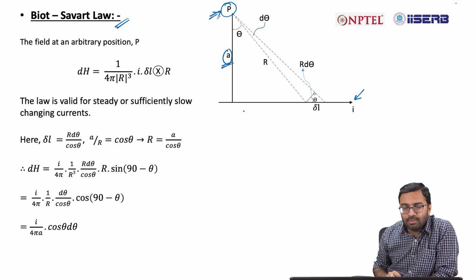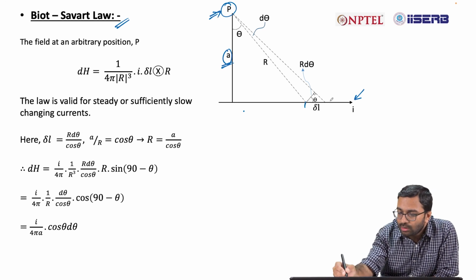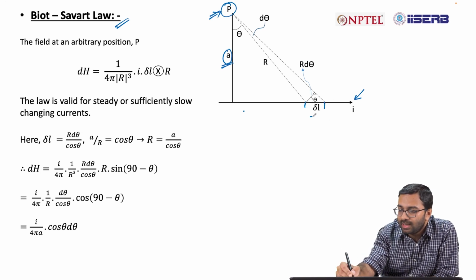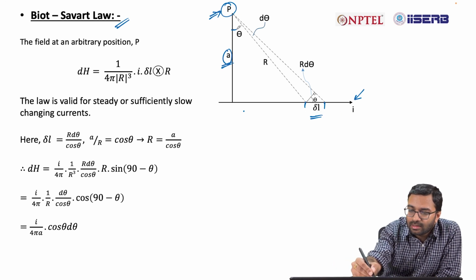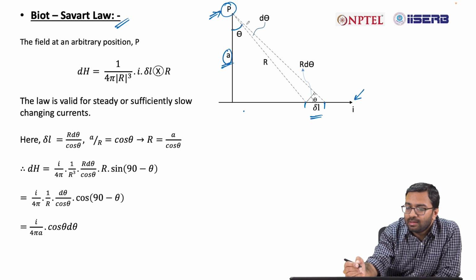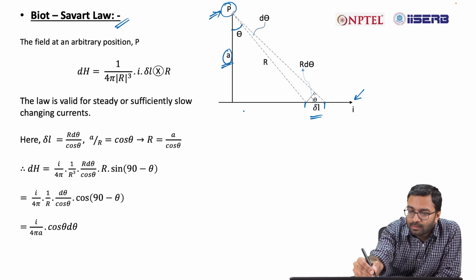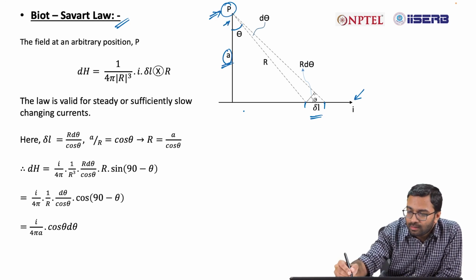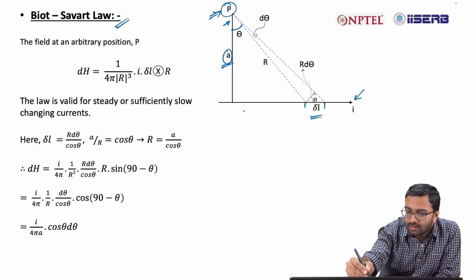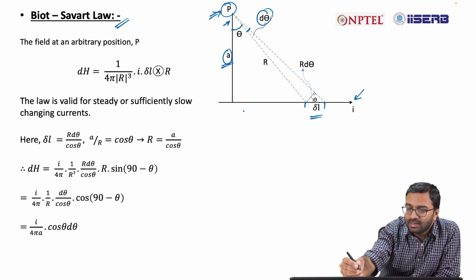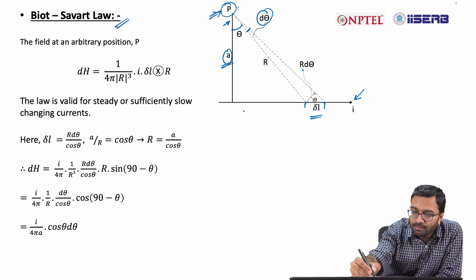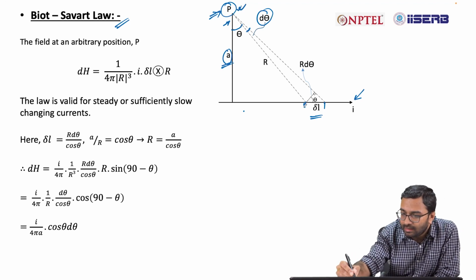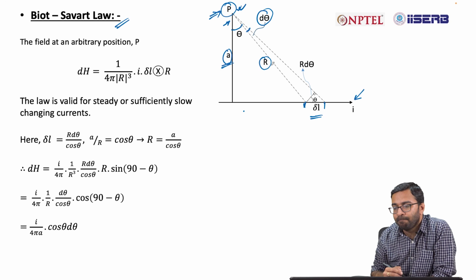So, to do that, what we have done is we have taken a very small section of this wire, del L, and this del L is creating an angle theta with point P. Actually, it is creating this angle with this perpendicular line, and if you consider this angle, this is d theta, and the distance between P and del L is r.